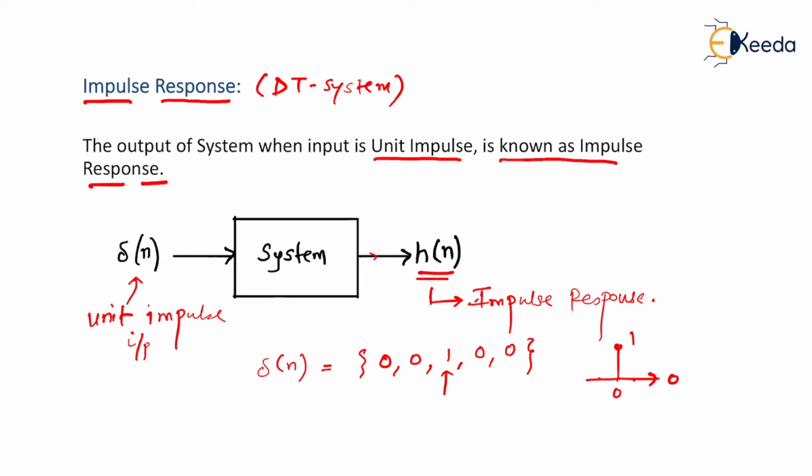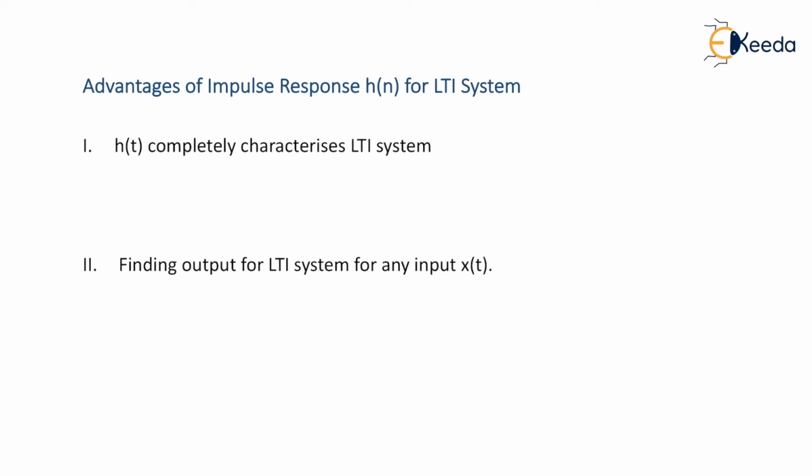So this is the kind of input if I apply to a system, then the output or response given by the system is called the impulse response, that is, the response given to an impulse input. Now the question is, why apply an impulse input, and once you apply it, the output that you get is what we call the impulse response, and why is the impulse response very important for us? So now we are going to see the advantages of the impulse response h of n, especially for an LTI system.